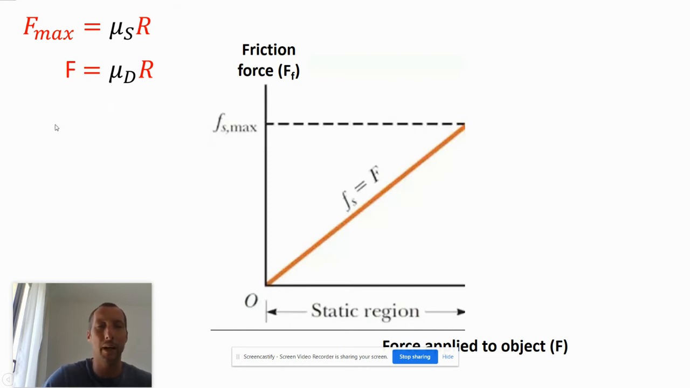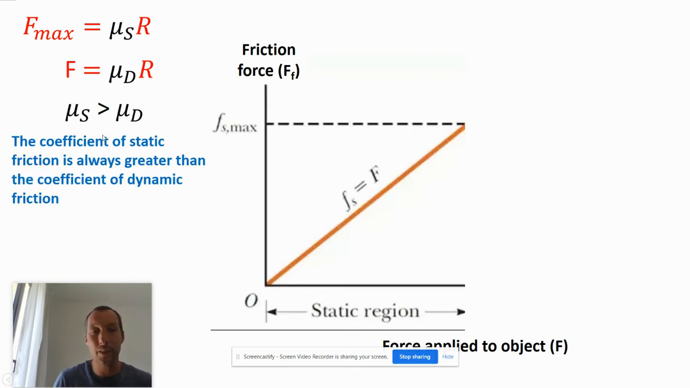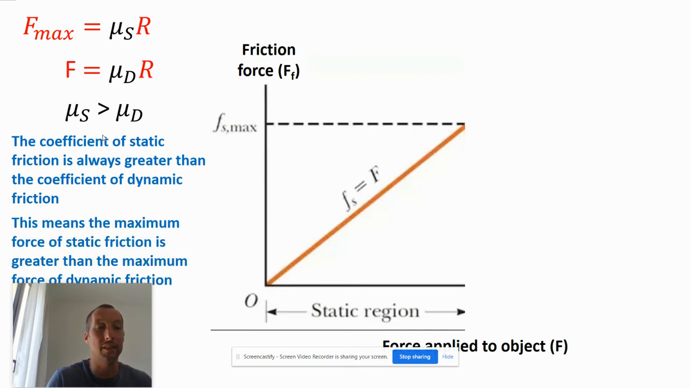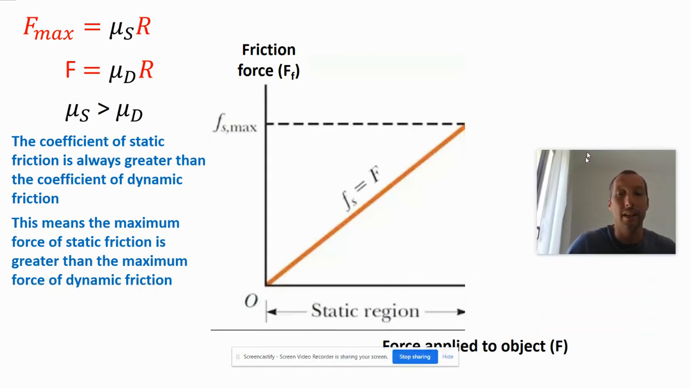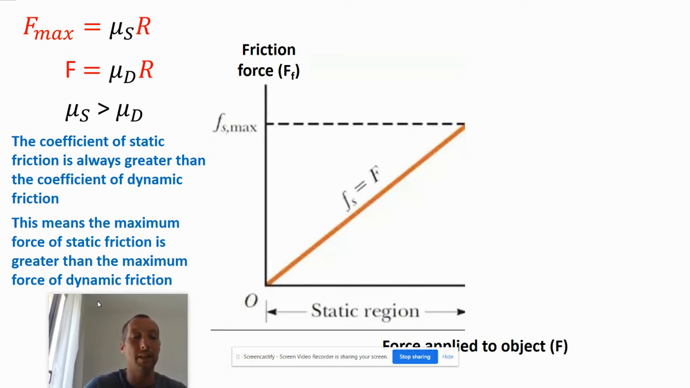But one key thing about these mu values, these coefficients, is that the coefficient of static friction is always greater than the coefficient of dynamic friction. What that basically means is that the maximum force of static friction is always going to be greater than the maximum force of dynamic friction. You've seen this for yourself, I'm sure, when you push things. Some things are hard to get started, but once you've got them moving, it's actually easier to keep them going. So you have to push more to start it than you do to keep it going.